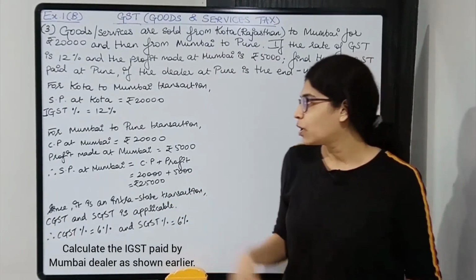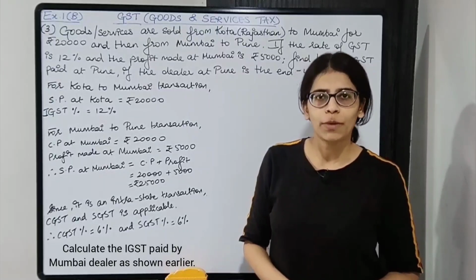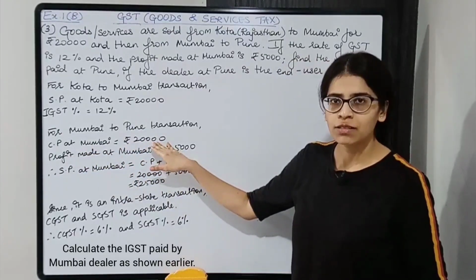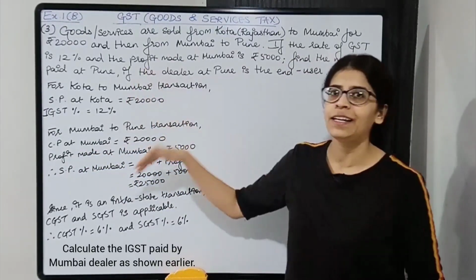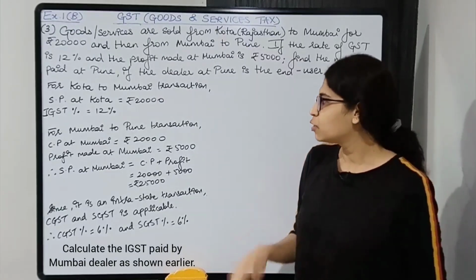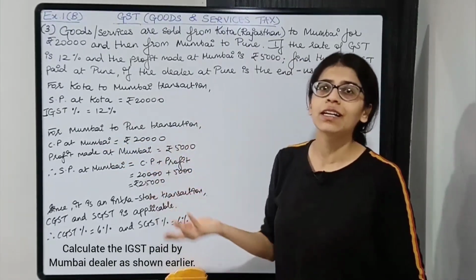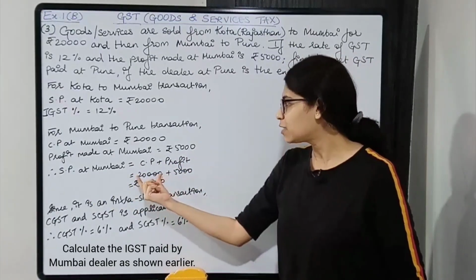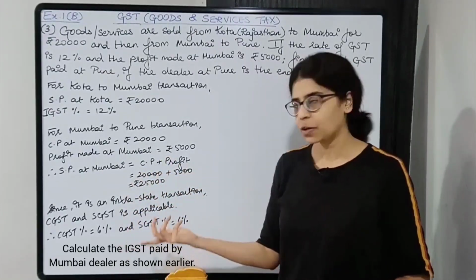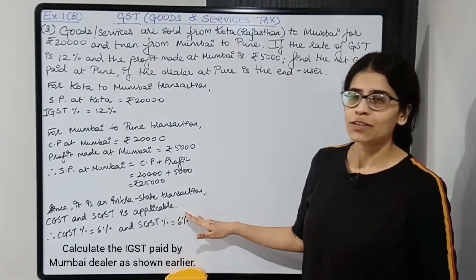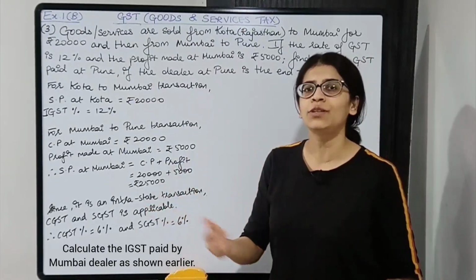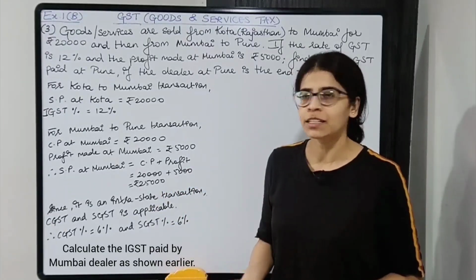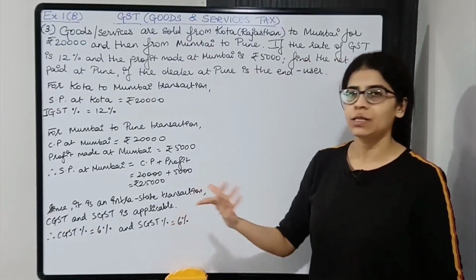Okay. Now after this, the transaction is taking place from Mumbai to Pune. Now from Mumbai to Pune transaction, cost price will be 20,000. Kota dealer sold it for 20,000 and Mumbai dealer bought it for 20,000. ठीक है, so cost price is 20,000. Profit कितना रखा है Mumbai dealer ने? It is 5,000. So selling price will be cost price plus profit, that is 20,000 plus 5,000, so 25,000. Okay. Now since it is an intrastate transaction, which type of GST will be applied? CGST and SGST. So split the GST into two equal parts. 12% hai, so 6% is CGST and 6% is SGST.